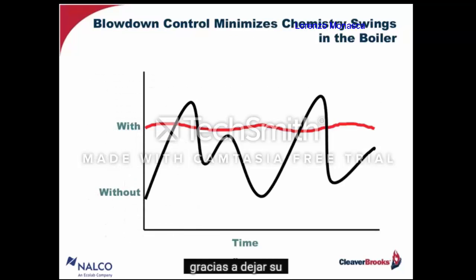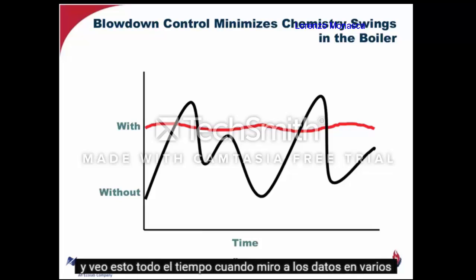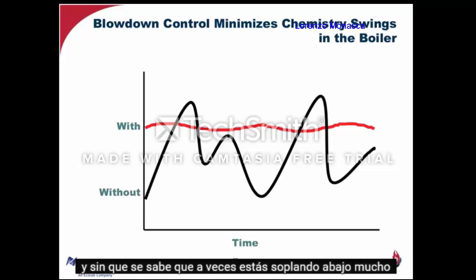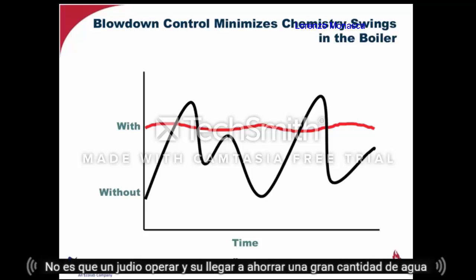Okay, so just to leave this topic here with an example, with and without blowdown control. And I see this all the time when I look at the data in various plants that I visit. With, we'll see something where the conductivity or whatever we're measuring is fairly constant with time. And without, sometimes you're blowing down a lot, sometimes you're blowing down less. So certainly with is a better way to operate, and it ends up saving you a lot of water.